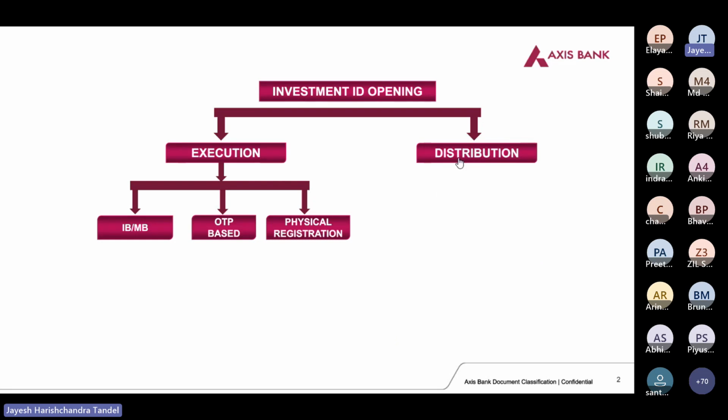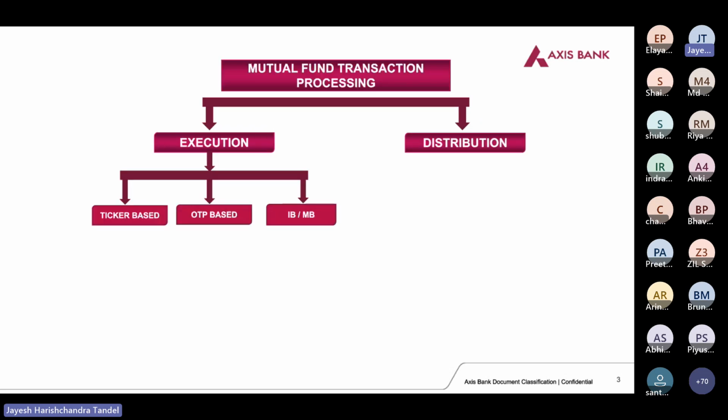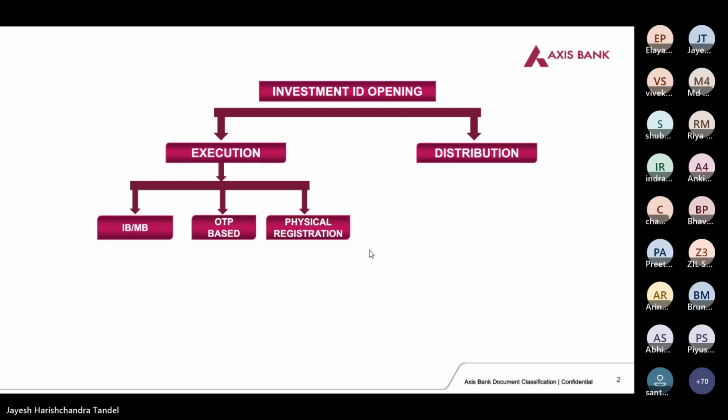We have seen the distribution mode of investment ID creation, where the investment ID gets opened under this offline mode. And to convert offline mode to online mode, we have three processes: IPMB process, OTP based process, and physical registration process. Okay, now we'll see the mutual fund transaction processing process. And after completing mutual fund transaction processing, we will open for your questions, right? So, Riya, over to you.